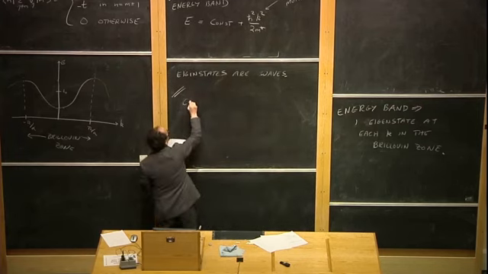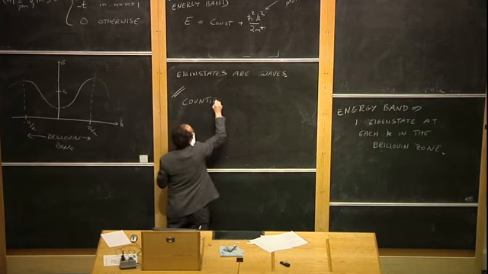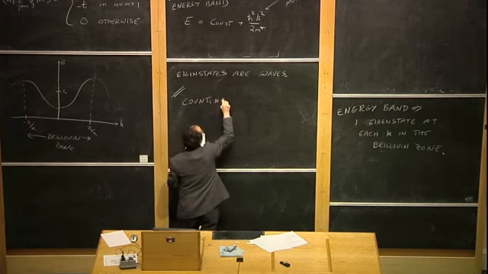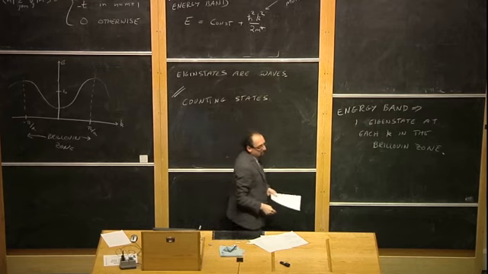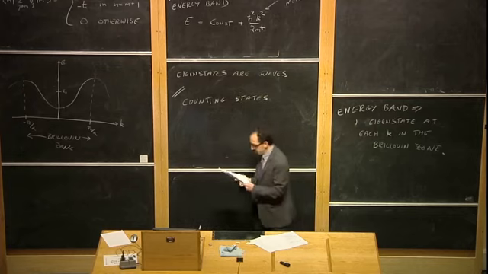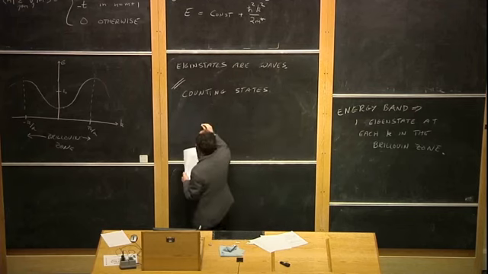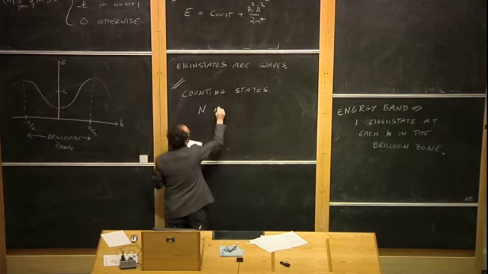So we're going to do an exercise we did before, counting states. We did this when we counted normal modes in our vibrational chain. So we have n nuclei.